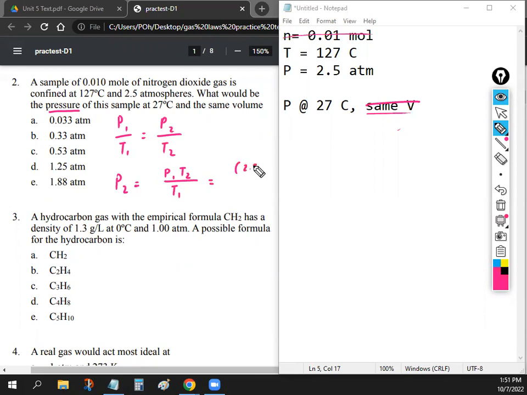Our original pressure is 2.5 ATM. We have to convert the temperatures though. So if we add 273, we'll get 300 Kelvin for T2, and then we'll get 400 Kelvin for T1, and then you should get a final answer of about 1.88. That's the new pressure. So your answer is going to be E.